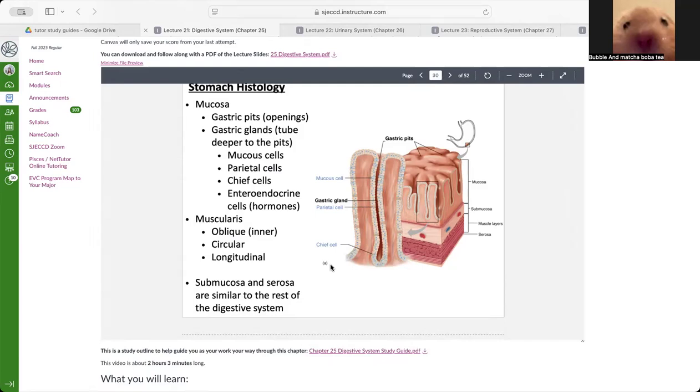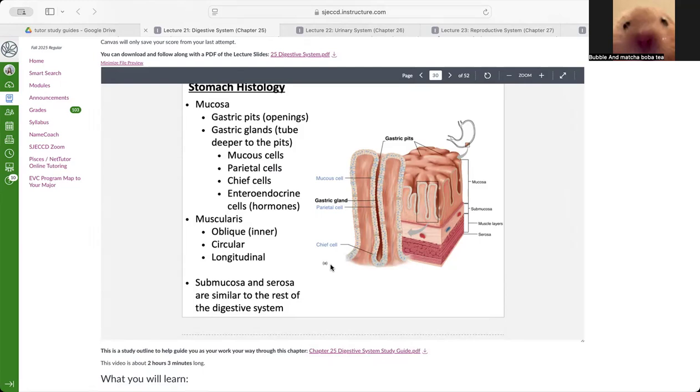And we have enteroendocrine cells, which are kind of called G cells. They secrete the gastrin, the one that makes you feel full. So, the mucus cell secretes mucus, parietal cells secrete the HCl acid. Parietal, like pirates, want to eat food, so it secretes the acid so you can eat food.